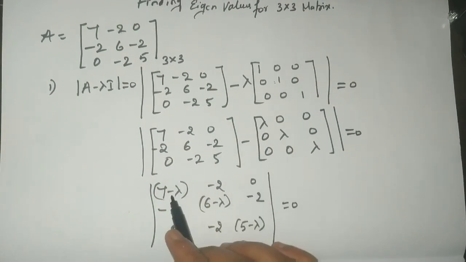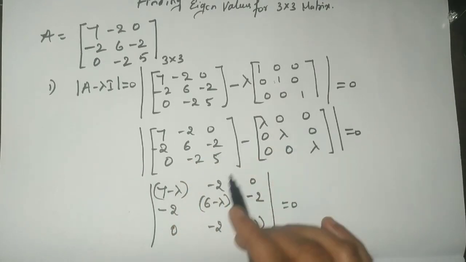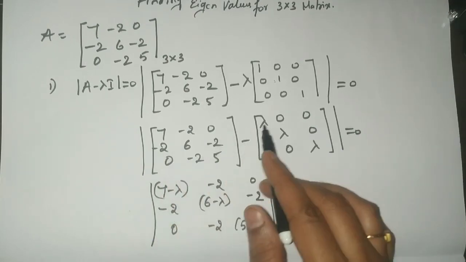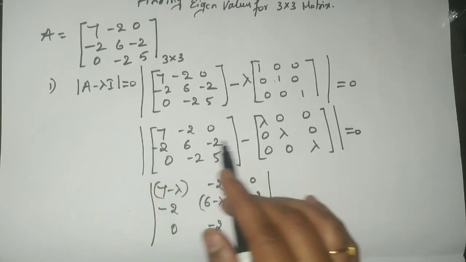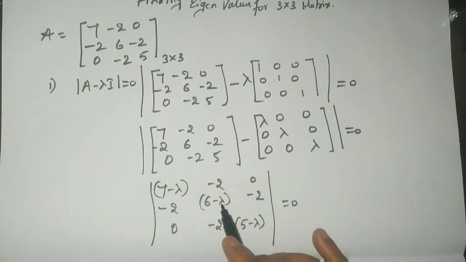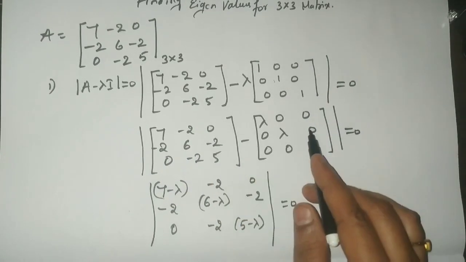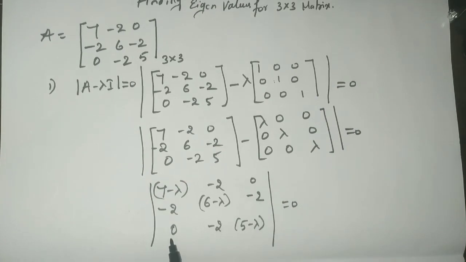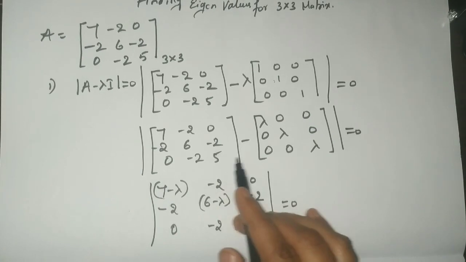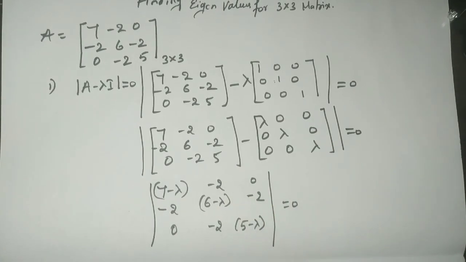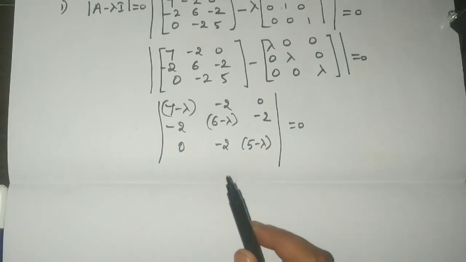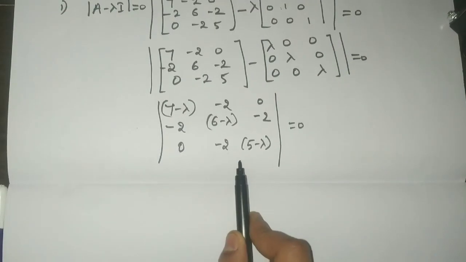So I have subtracted the elements. 7 minus lambda. Minus 2 minus 0 is minus 2. 0 minus 0 is 0. Minus 2 minus 0 is minus 2. 6 minus lambda is 6 minus lambda. Minus 2 minus 0 is minus 2. Again 0 minus 0 is 0. Minus 2 minus 0 is minus 2. 5 minus lambda is 5 minus lambda. Our next step in finding the eigenvalue is to find the determinant.